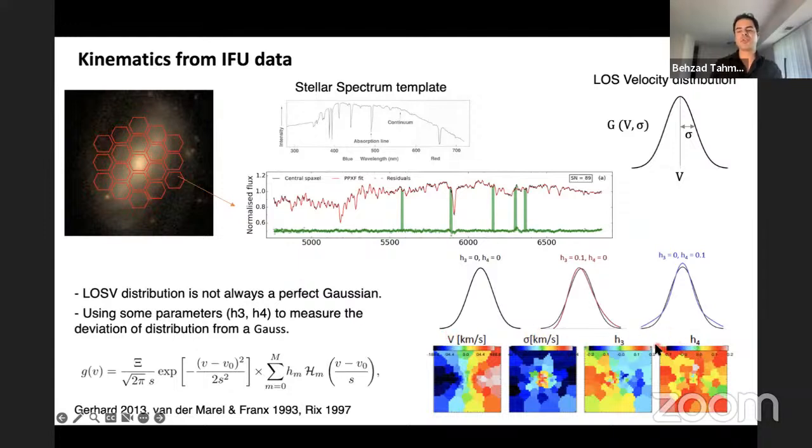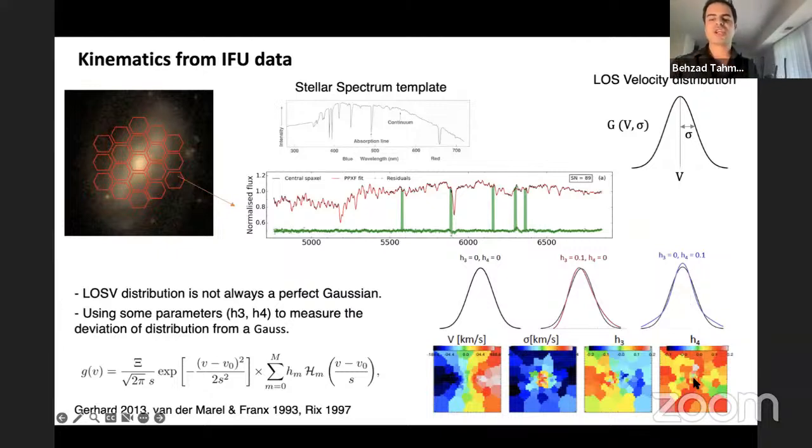What are H3 and H4? Basically, we know the line of sight velocity distribution cannot always be a perfect Gaussian. So H3 basically tells us how asymmetric this line of sight velocity distribution is compared to a perfect Gaussian, like the concept of skewness in a Gaussian distribution. And H4 tells us how peaky or flat this line of sight velocity distribution is.